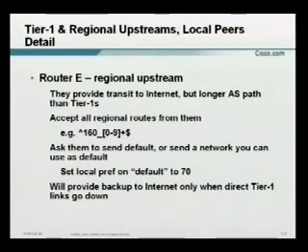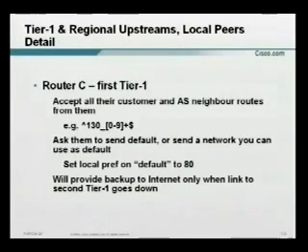Router E, which is the other regional upstream, on AS 160, so we do the same thing, for example, 160 and then immediately neighboring ASs. We ask them to send a default or a network we can use as a default. We preference their default to 70. So they're slightly more preferred than the previous one. And again, they'll provide a backup to the internet when direct links go down.